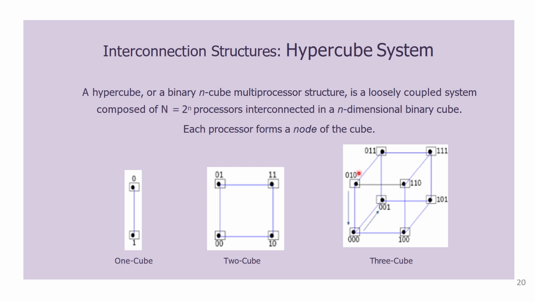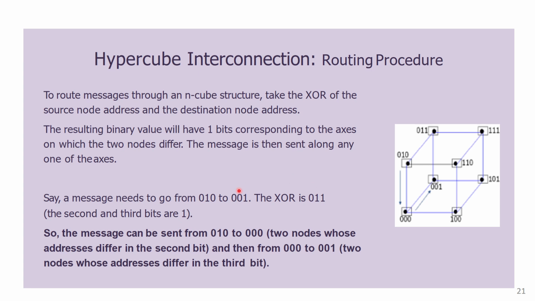Now we will see how the nodes communicate with each other. If I want to go from 010 to 001, we will see why it has chosen 000. We use an XOR gate. So let's say the source is 010 and the destination is 001. We will XOR both of them. XOR is 1 when the values are opposite. So 0 and 0 is 0, 1 and 0 is 1, 0 and 1 is 1. So the answer will be 011. So it can take the path from 010 to 001 through 000 or 011.